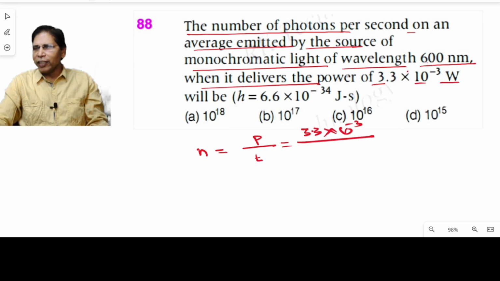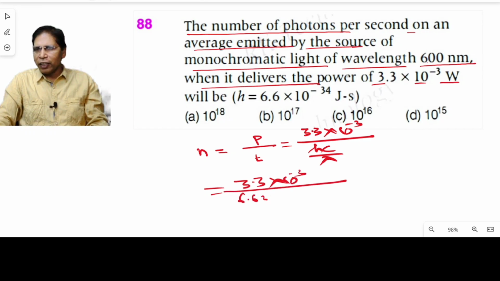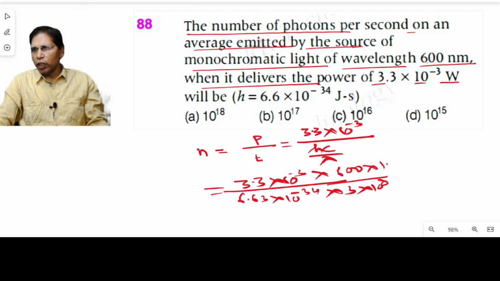Now energy is hc by lambda. So this is 3.3 into 10 to the power minus 3. h is 6.63 into 10 to the power minus 34, times 3 into 10 to the power 8, and lambda is 600 nanometer, so this is 600 into 10 to the power minus 9. Now this is minus 34, this is 8, so this is minus 26.